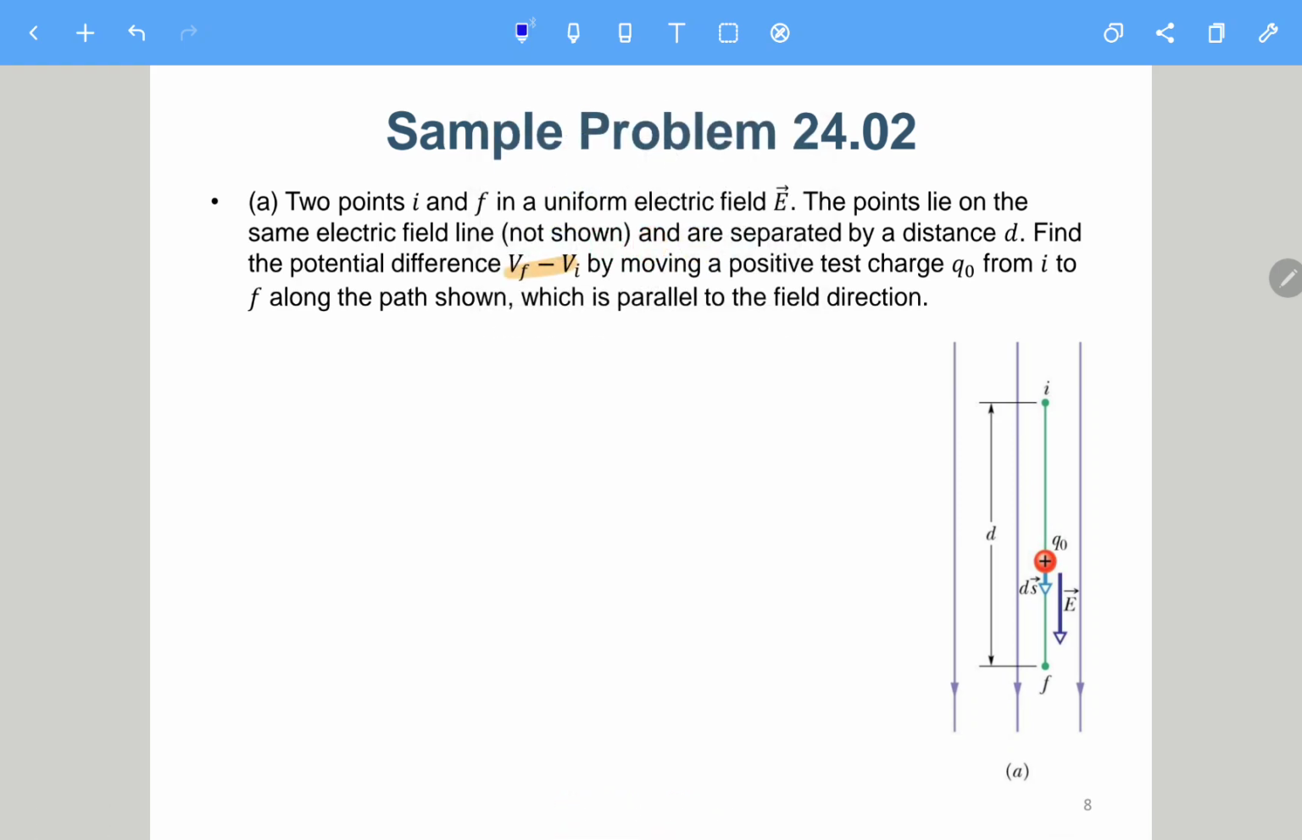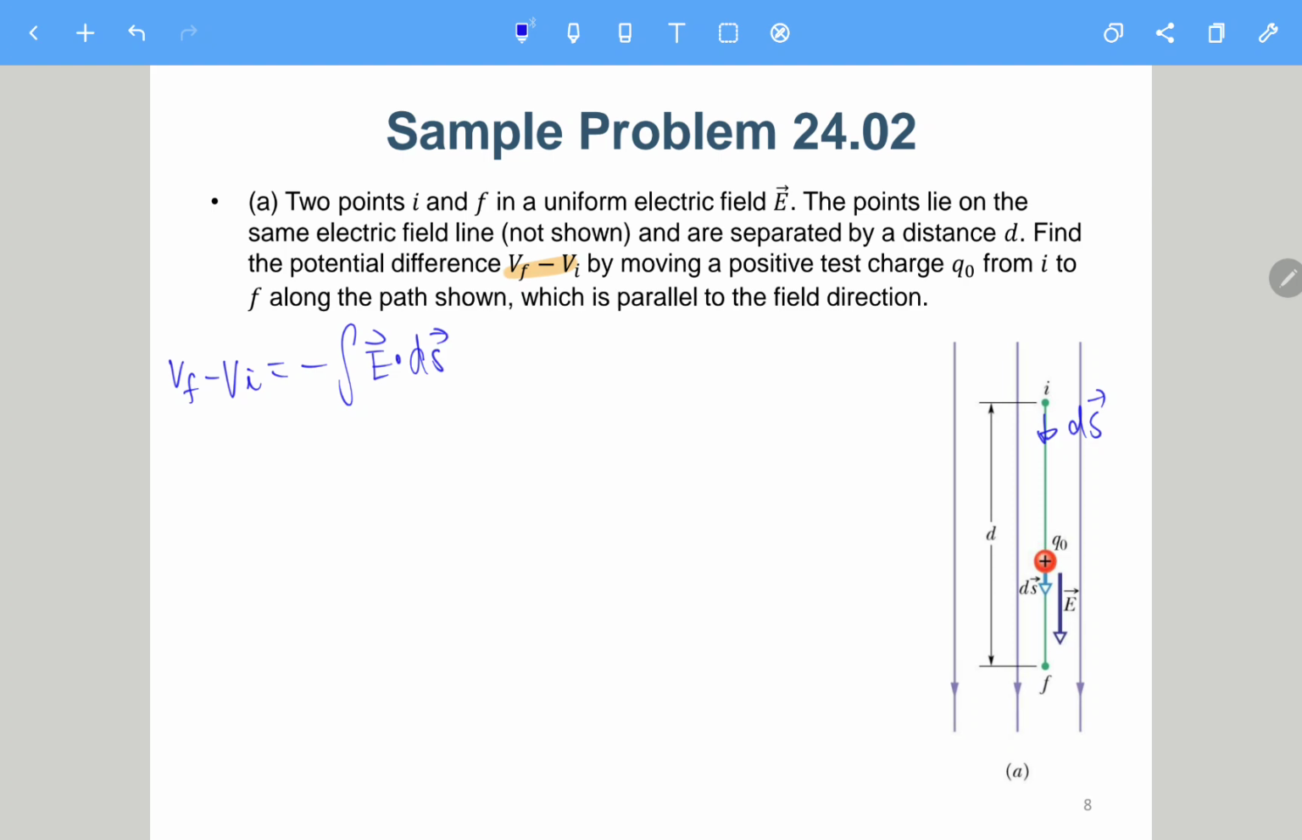Here we can see the E field is pointing downward, and the path is also going from top to down. So this is I, this is F, and it moves along here. This is a straight line, so along the whole line, ds should be pointing downward all the way. So we can calculate Vf minus Vi to be negative integration of E dot ds. This is the definition.